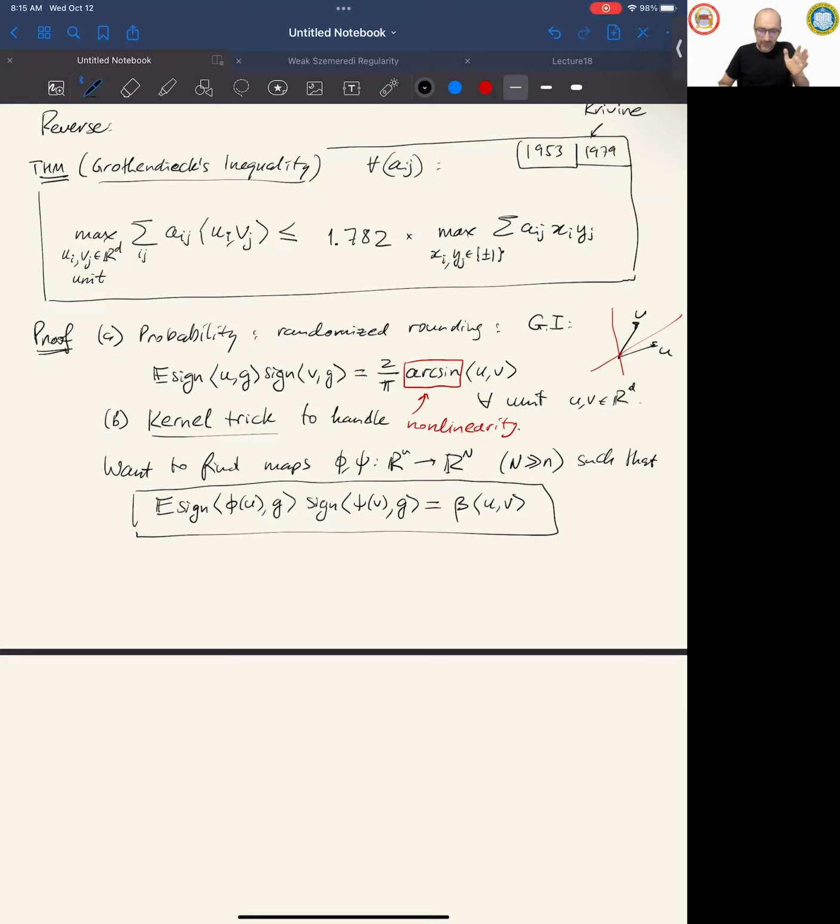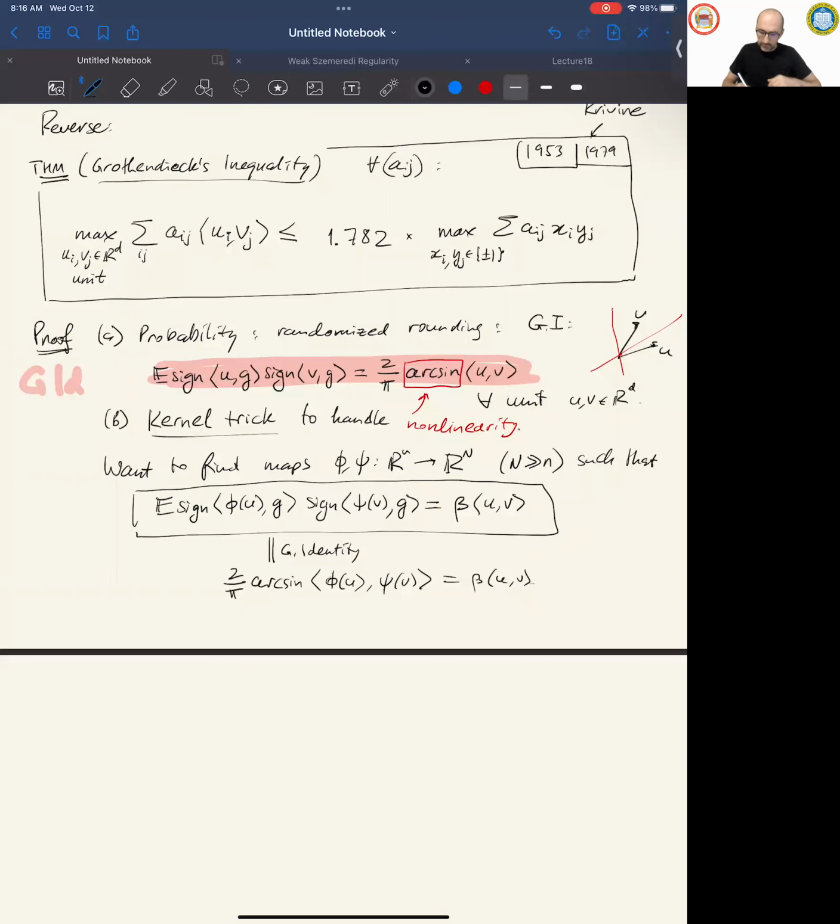Now let's think if this could be crazy. Is this even possible? Because if that is possible, then the left-hand side, by the usual Grothendieck identity, we know what it is. The left-hand side is 2 over pi arc sine. By the usual Grothendieck identity, the left-hand side is arc sine of the inner product of phi of u and psi of v, and the right-hand side is beta uv. Perfect.